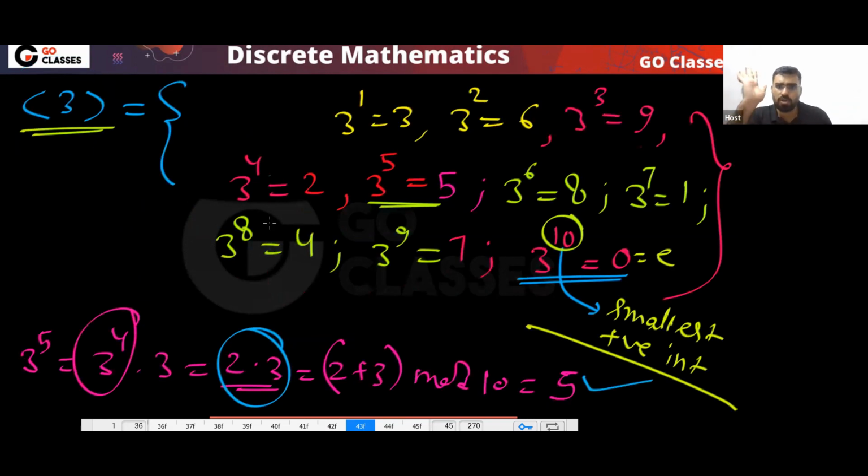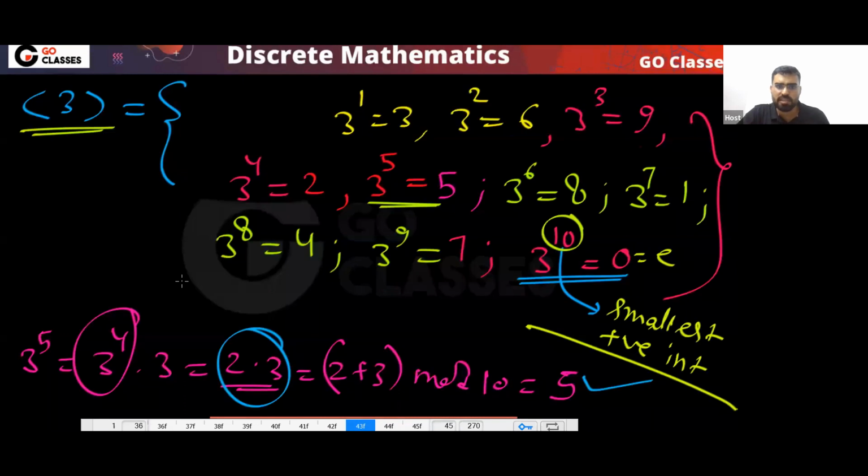Okay, I removed 3 power 0 equal to 0 because it is already here. And this is a set, so duplication is not allowed. I removed this because we already have this 0 here.